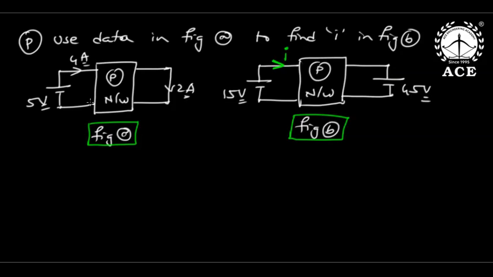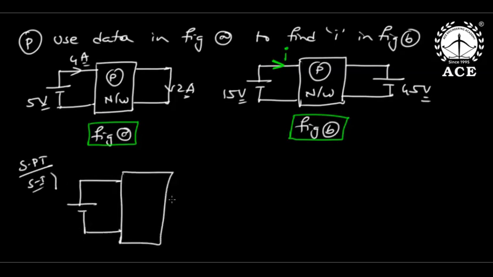Okay, see here also we cannot apply reciprocity directly because there are two sources. So first, step one, superposition theorem. Step one, I will take 15 volts only to this passive network, but I will remove the other side 45 volts. So this is 15 volts only, same network, passive network.